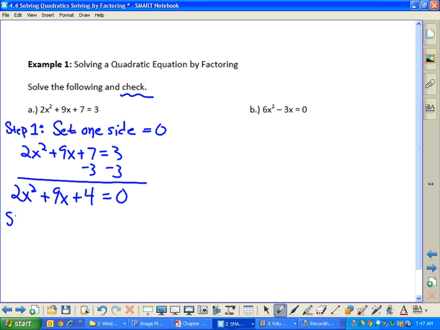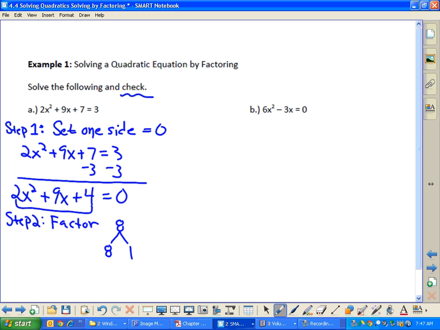Step 2, you can factor. Just like you did on your quiz, just like we've been doing in class. Here I'd probably AC group this, so I'd be thinking of 2 times 4, factors of 8 that could possibly give me 9. That's just going to be 8 and 1.